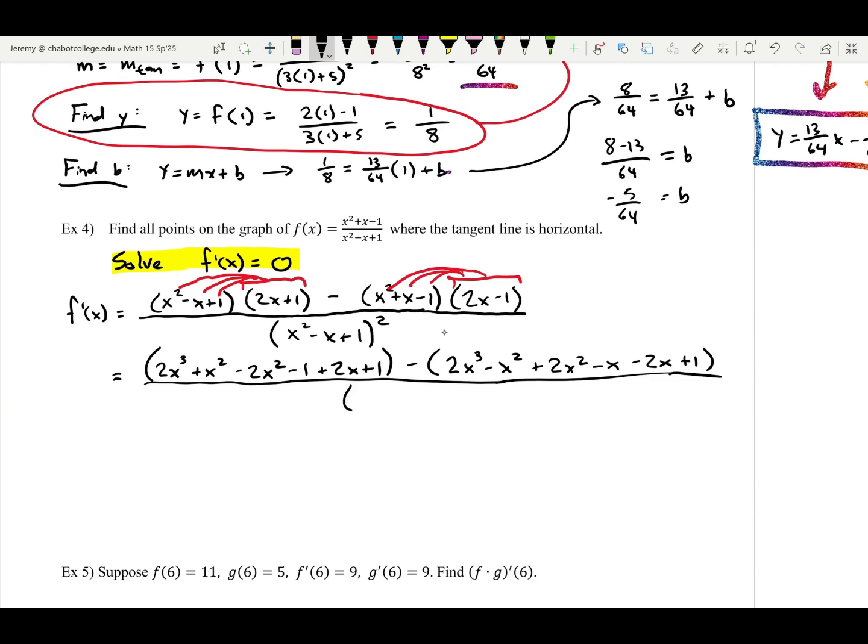All right, and this is still all divided by x squared minus x plus 1 squared. I'm going to leave that in factored form. So, I can combine like terms. To do this subtraction, I'll want to distribute that negative sign over there. I'm going to spare us a lot of that work, and I'm just going to tell you what it simplifies down to. I'm left with just negative 2x squared plus 4x all over x squared minus x plus 1 squared.